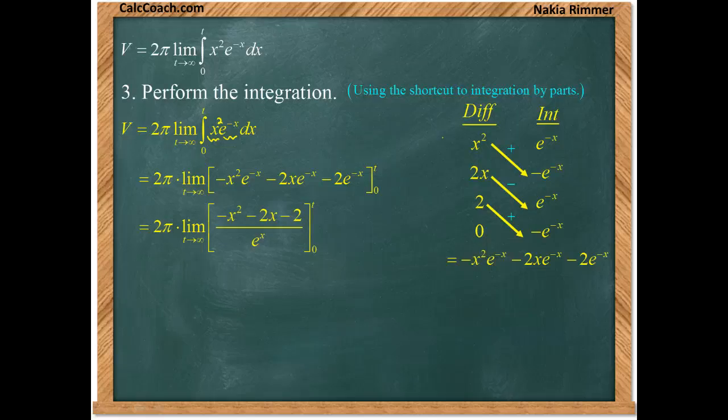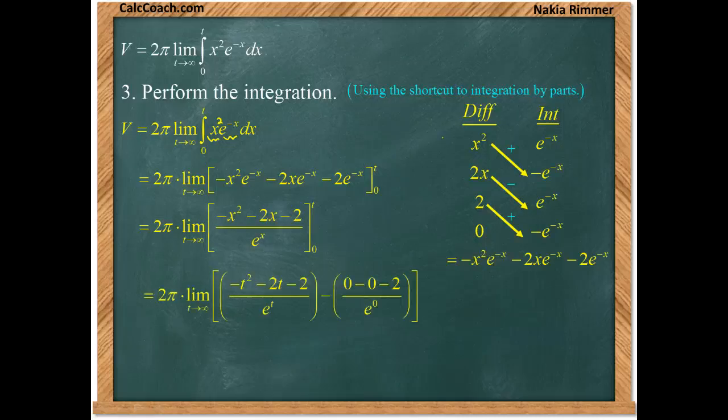Factor out what they have in common. They all have an e to the negative x, and represented as a fraction will be helpful as well. So we'll put the e to the x in the denominator, and we'll have this negative x squared, the negative 2x, and the negative 2 in the numerator. Okay, great. Now let's plug in the t, and let's plug in the 0.